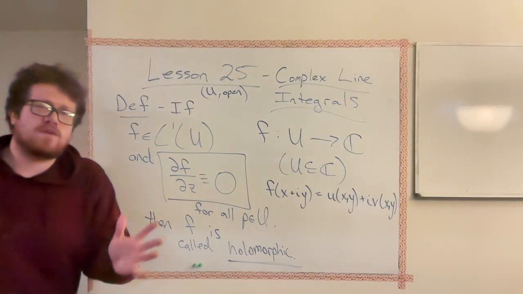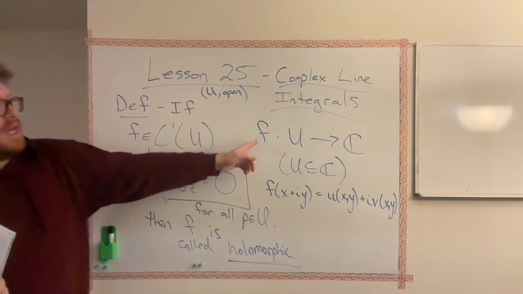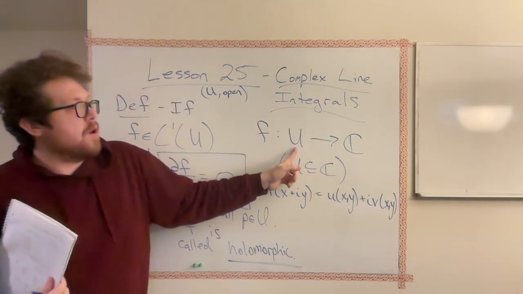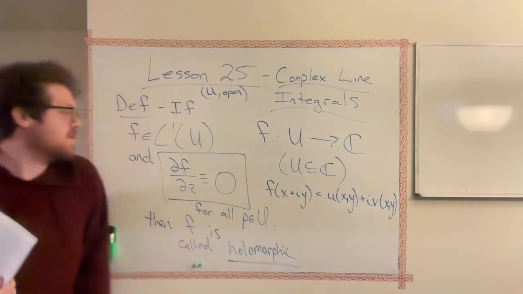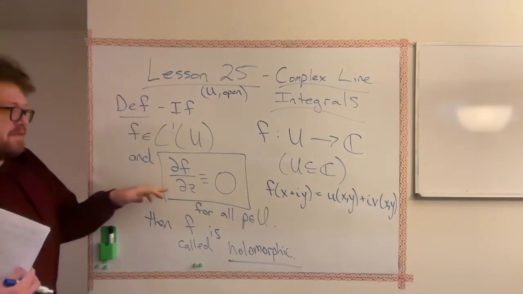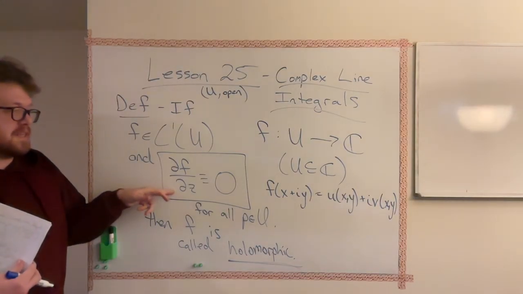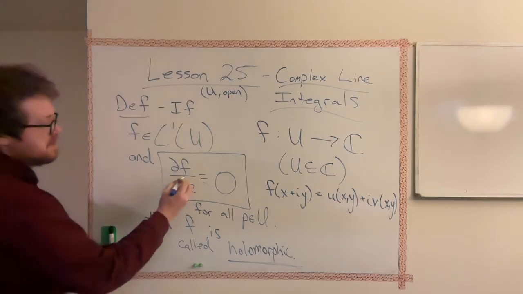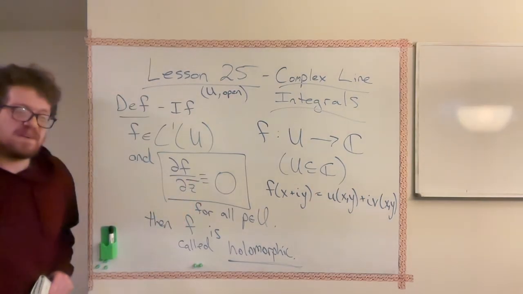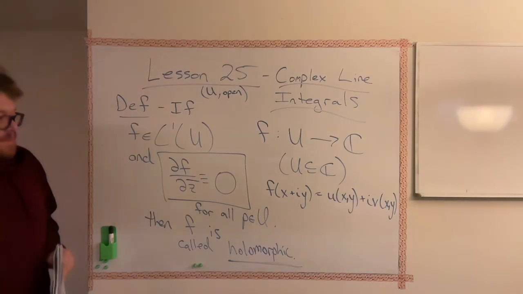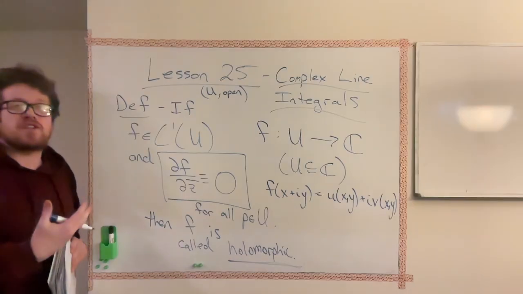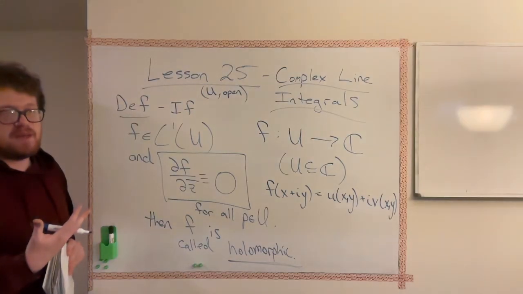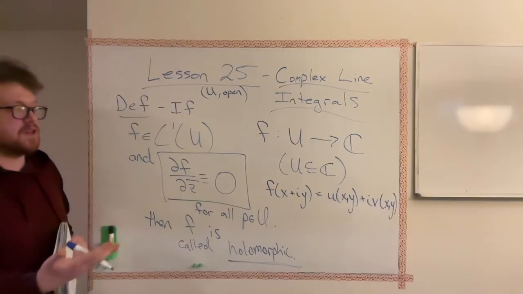This is essentially what we went over last time, that we have a function between some open subset of C to C. This is like two real functions. We had a definition that it's holomorphic if the derivative with respect to z, or sorry, with respect to z bar, I'm already messing up here, if the derivative with respect to z bar is 0, and this was essentially equivalent to the Cauchy-Riemann equations.